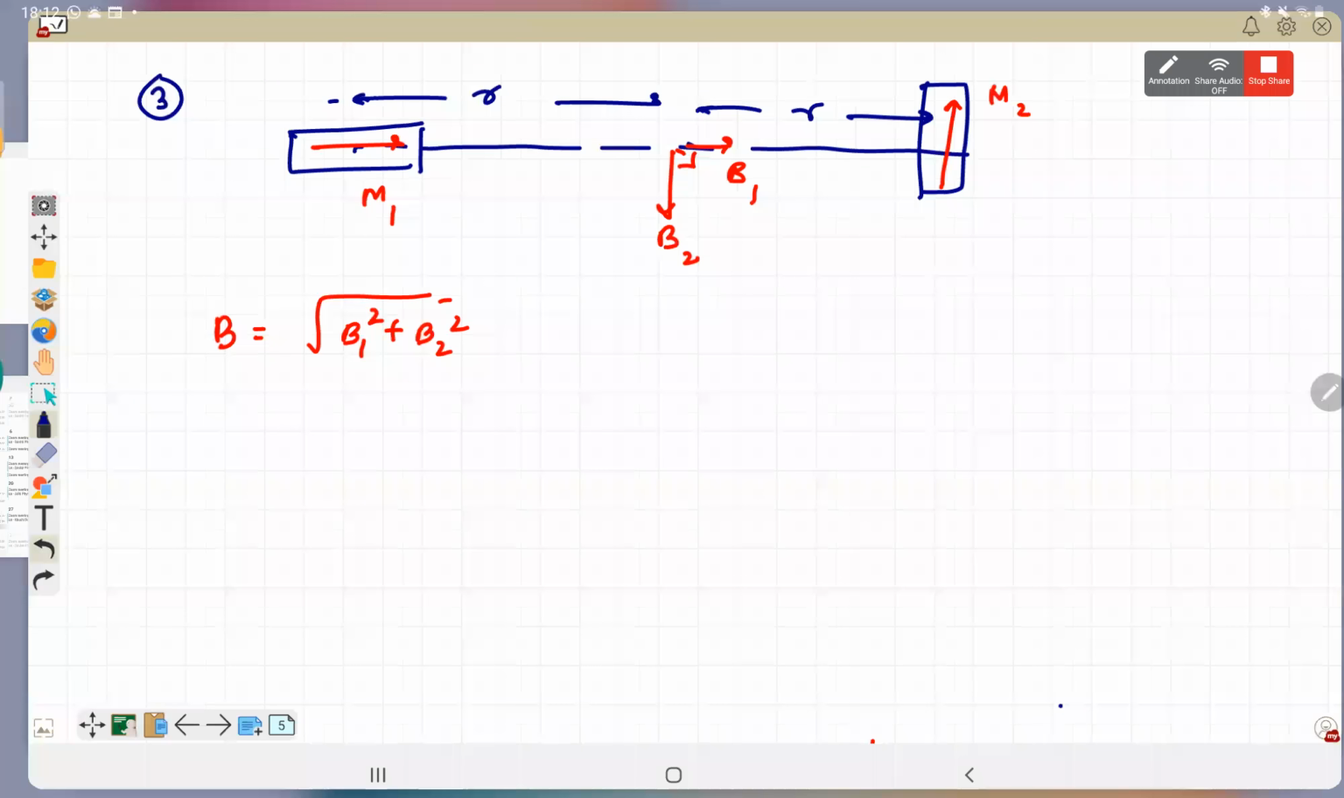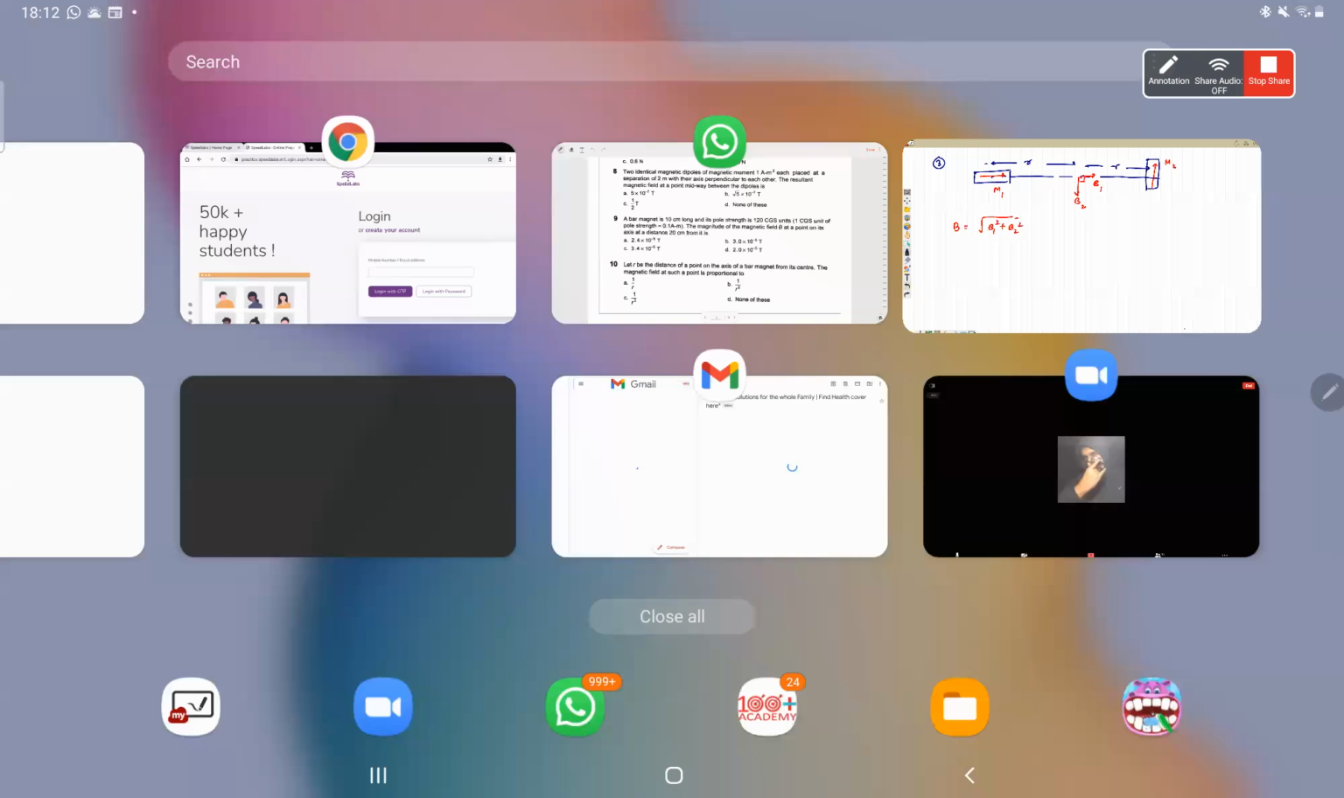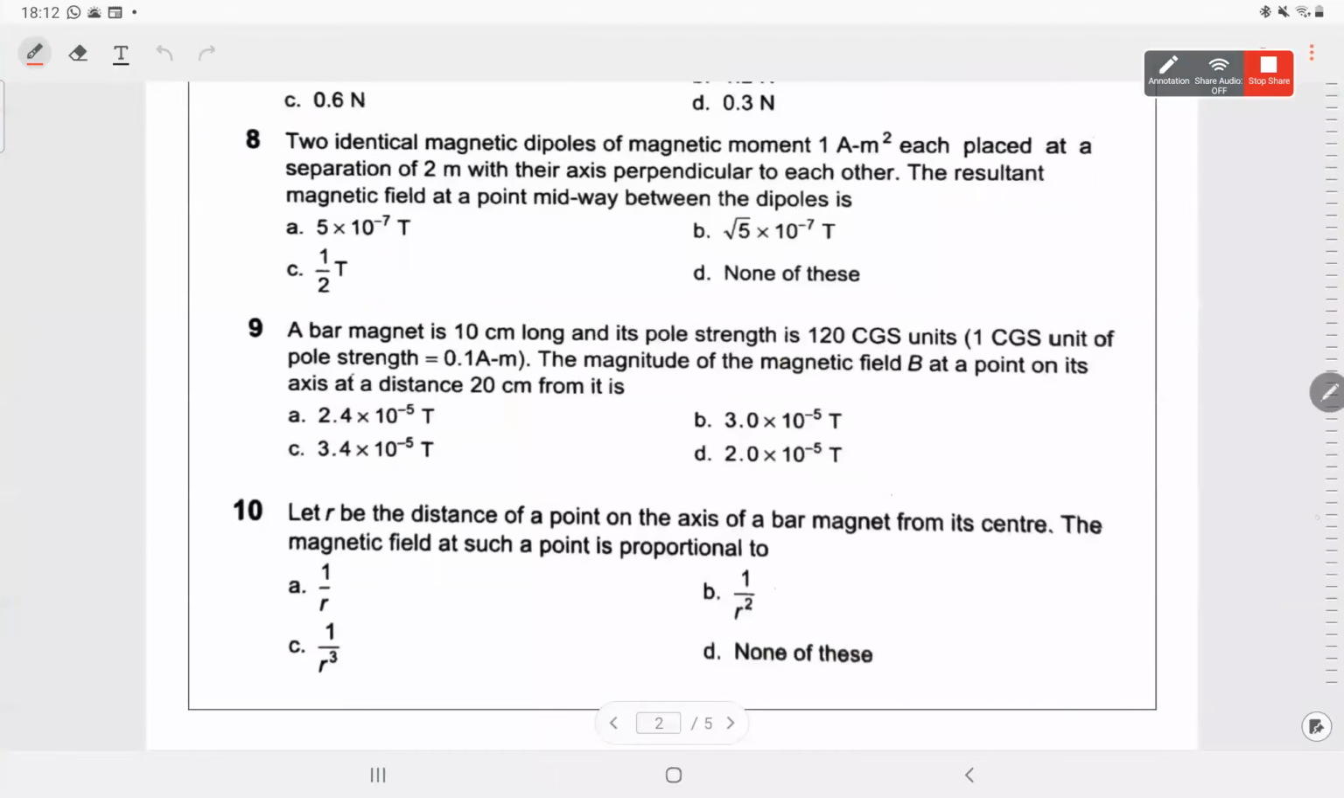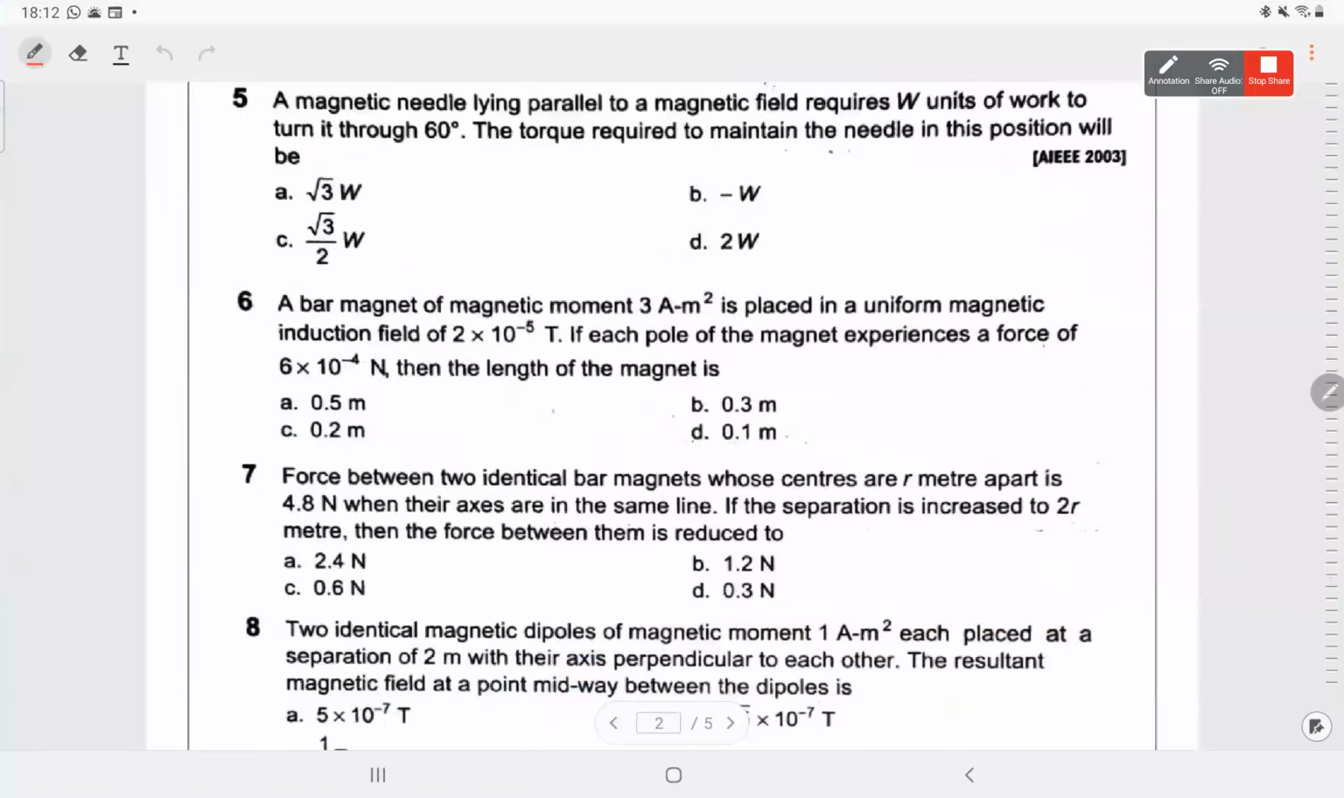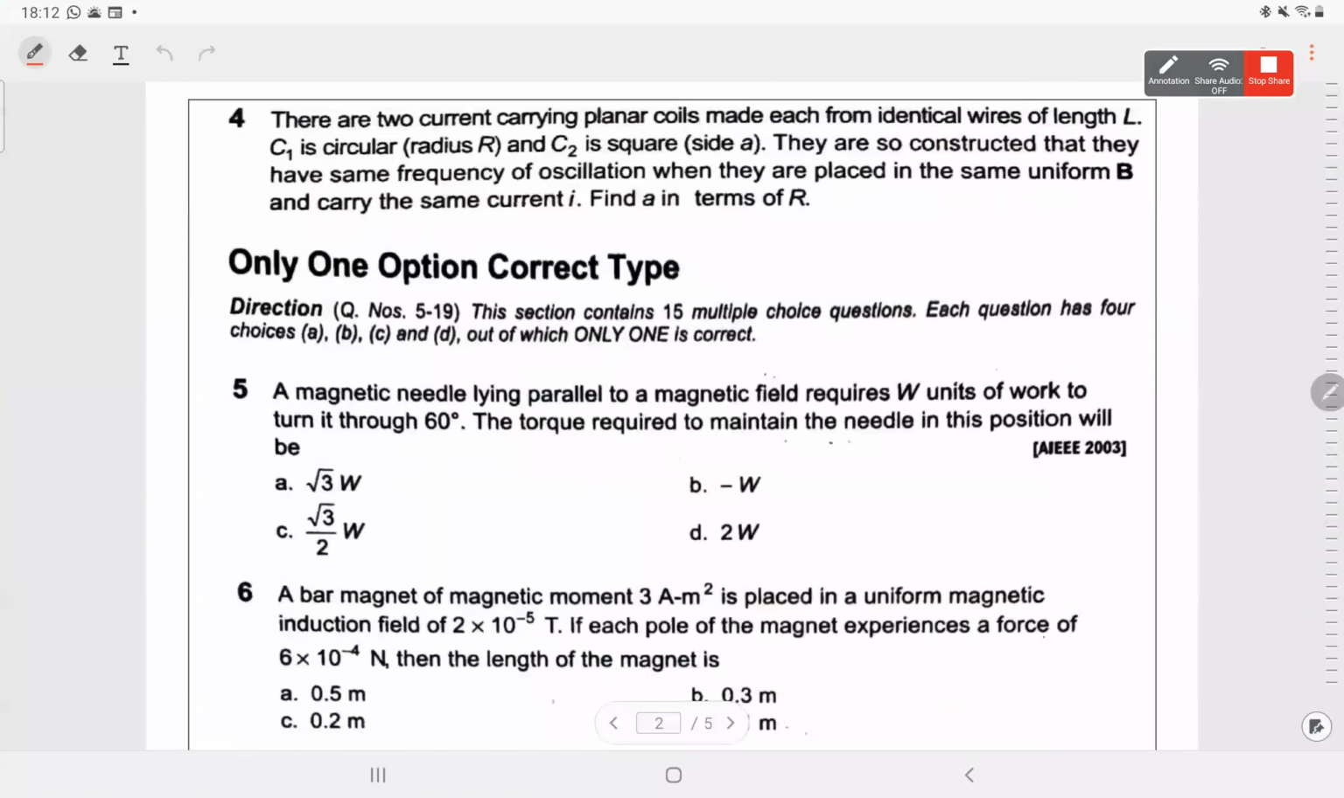Yes, next of this PDF. So yeah, question number 5, let us skip this.